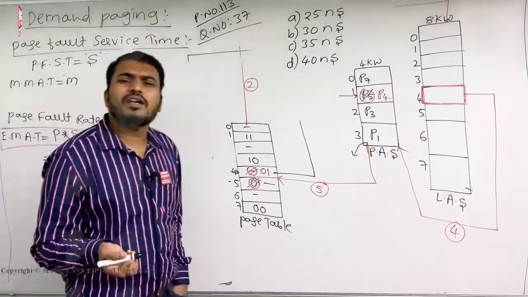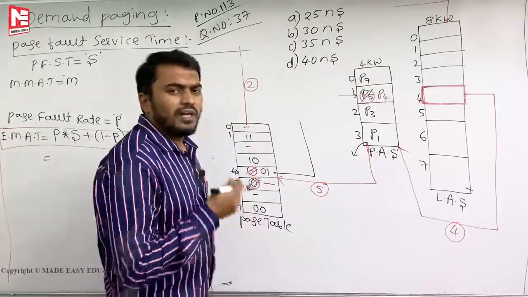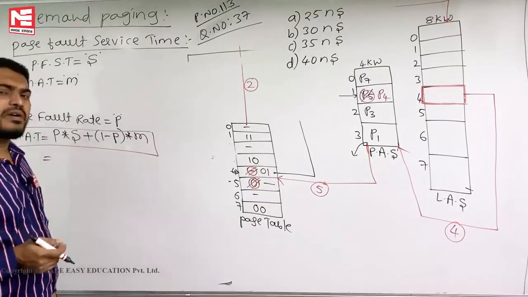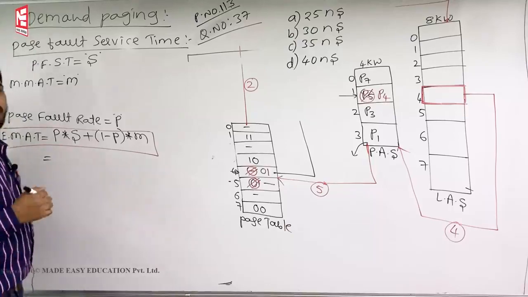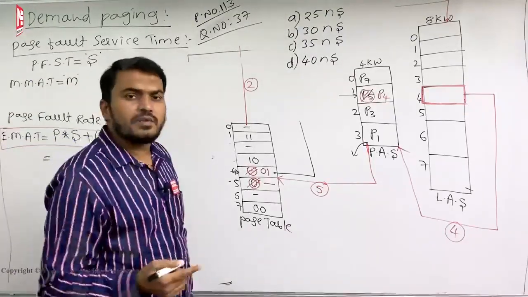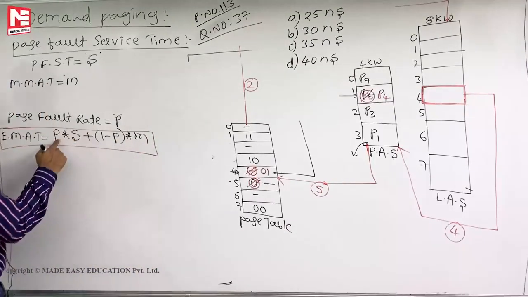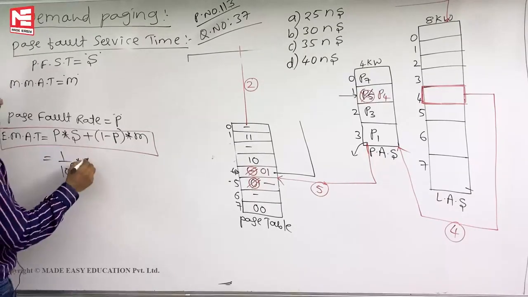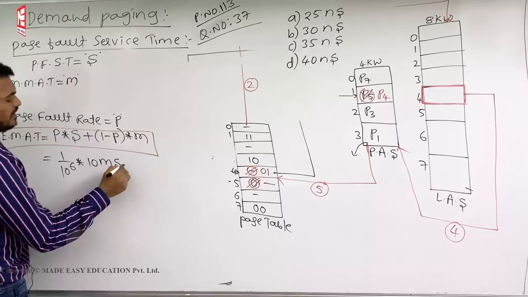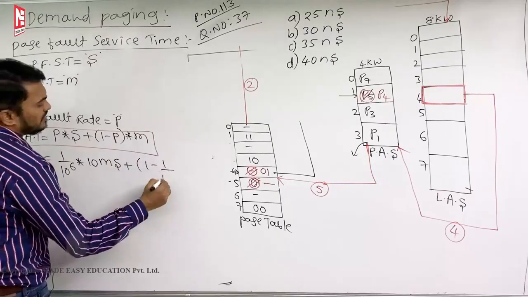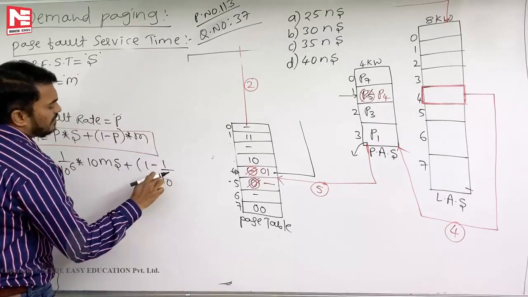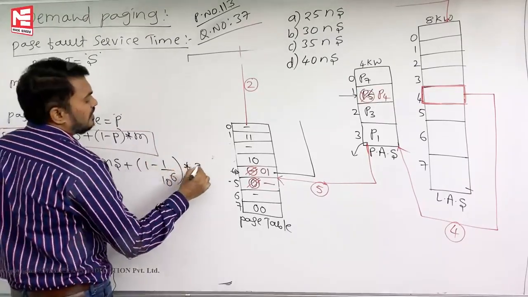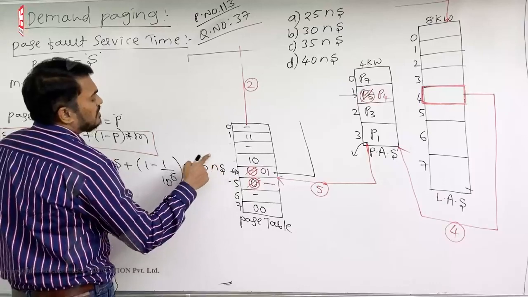This is a similar kind of question to the previous question. Page fault rate is given as what? One page fault occurs for every 10 power 6 memory references. So page fault rate will be 1 by 10 power 6. Multiply with service time, which is given as 10 milliseconds, plus 1 minus 1 by 10 power 6, multiplied with the main memory access time, which is given as 20 nanoseconds. So that's all.